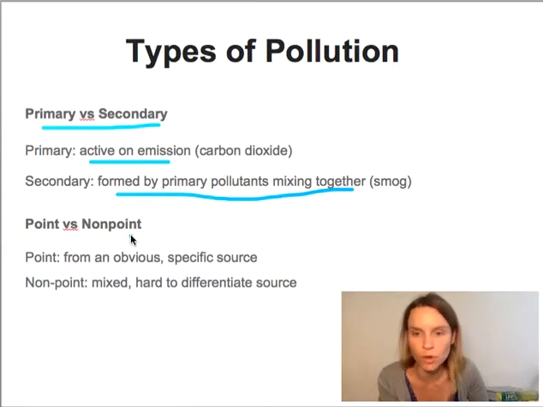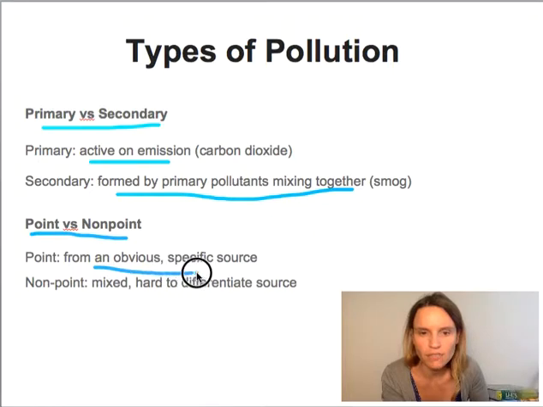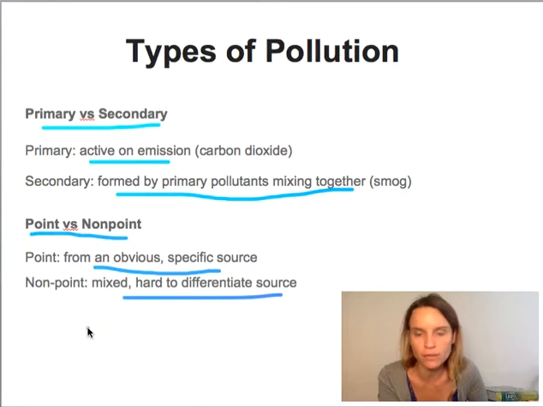And we talk about photochemical smog a lot more in topic 6. The other way that you can classify pollutants in terms of their source is whether they are point or non-point source pollutants. And this is relatively obvious. Point is from an obvious specific place. Non-point is when pollutants are mixed together and hard to differentiate.